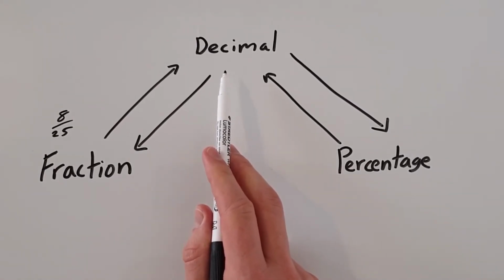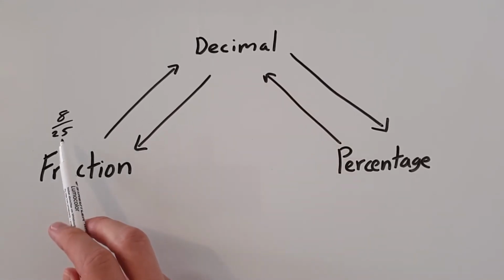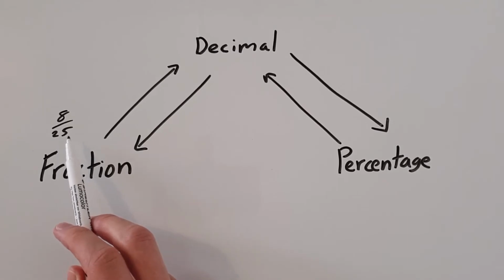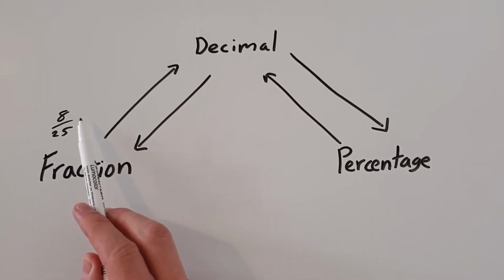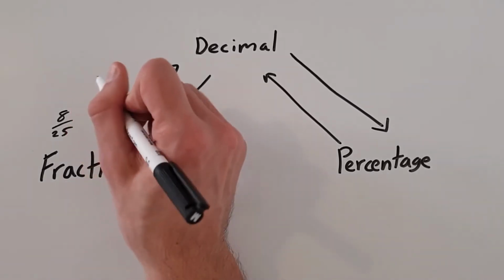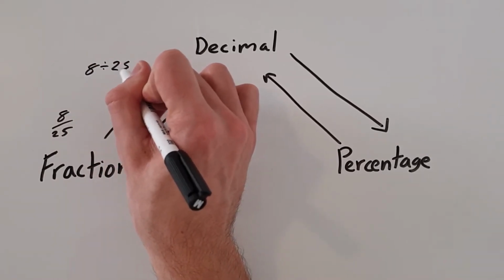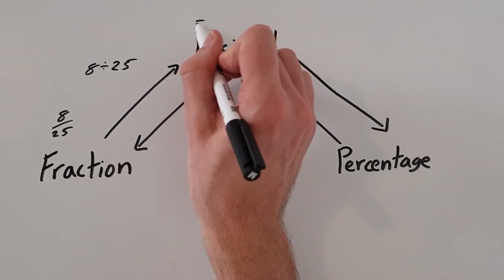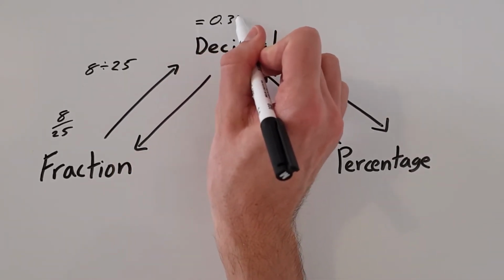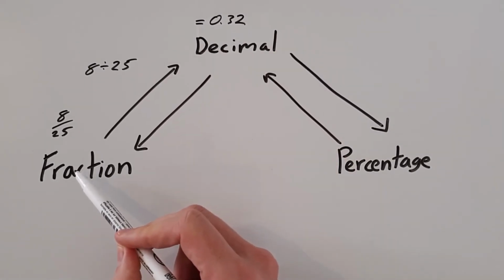So if you think back to one of my previous videos I did on fractions, you'll know that 8 over 25, or a fraction like this, the value can be worked out by doing 8 divided by 25, because this line is the same as a dividing line. So 8 over 25 is the same as 8 divided by 25. And if we work this out, this gives us a decimal of 0.32.